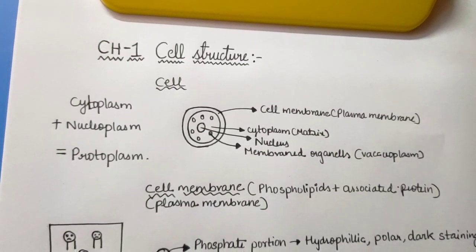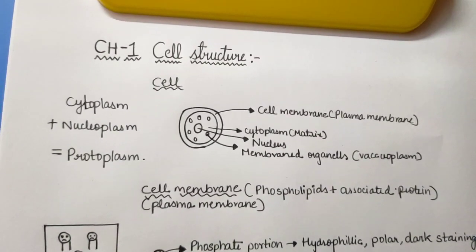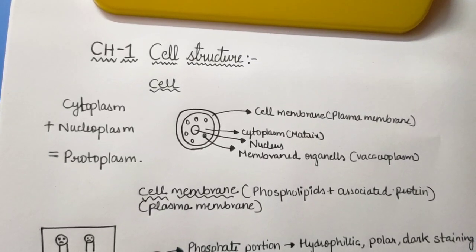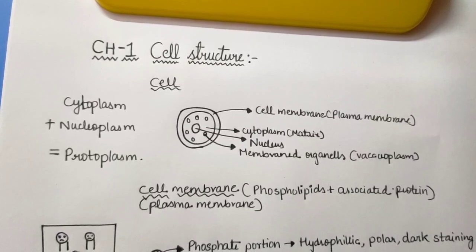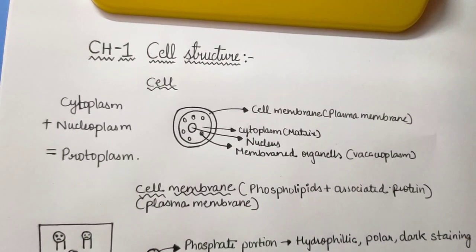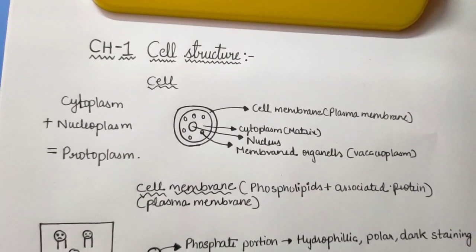Today, let us start with cell structure. Histology. Histology is the study of tissues, cells, and organs. We use a light microscope to magnify substances like tissues and cells, and it magnifies up to 1500 times.